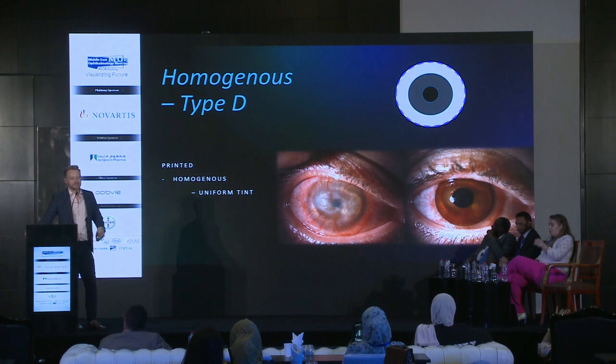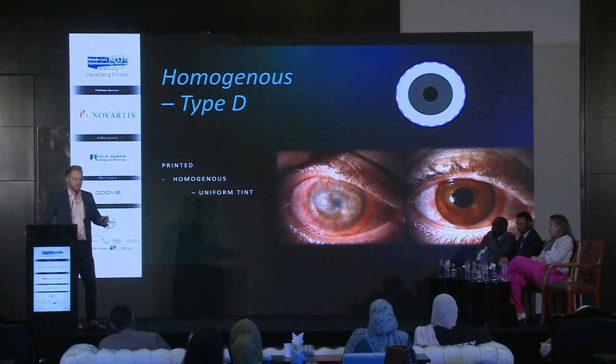The type D then, this is where we've got the homogeneous sort of light brown, gray, or green tint and the pupil in the center. Now this patient had a chemical burn in one eye. The eye was a bit unsightly, and obviously he just wanted something to go to work in that people weren't looking at it.